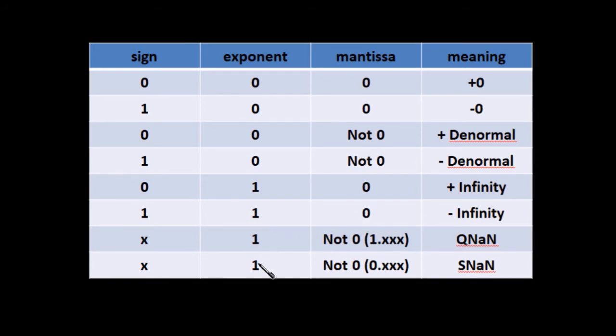And then for the other 2 cases we don't care about the sign, but for the not a number, if the first bit of the mantissa is a 1 and we don't care about the rest of these, then we get a quiet not a number. And if the first number is a 0 and at least one of these other 23 bits is a 1, then we're going to have a signalling not a number.